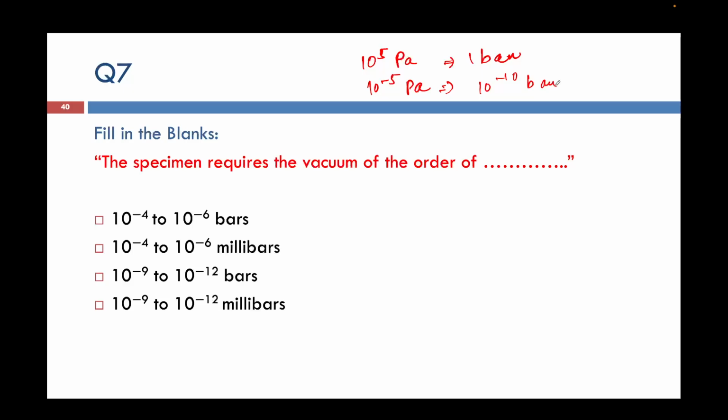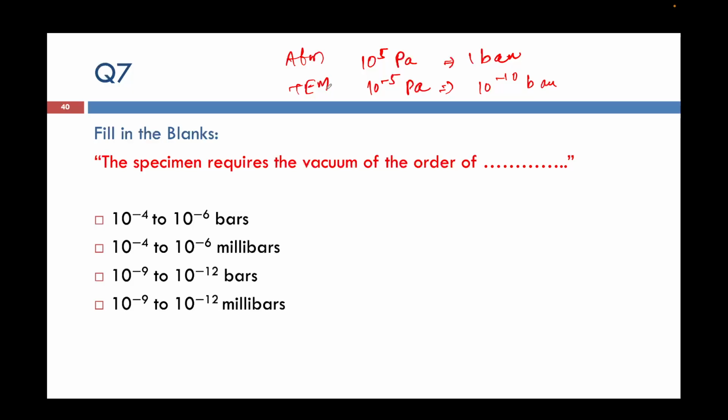Yes, so this is 10 to the power minus 10 bar. If you are talking in that sense, this is the atmospheric pressure, and this is the TEM column. So 10 to the power minus 10 bar, it will be how much? I think this one, 10 to the power minus 19 millibar.